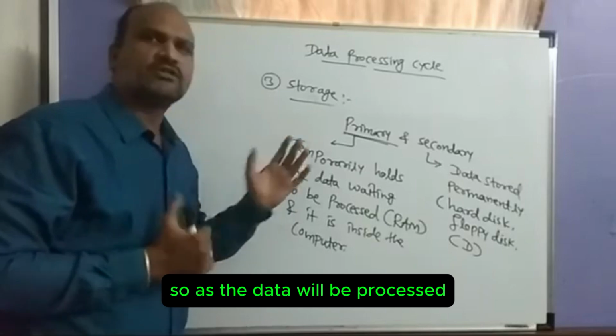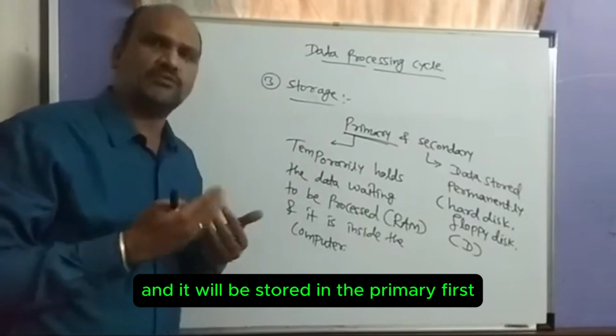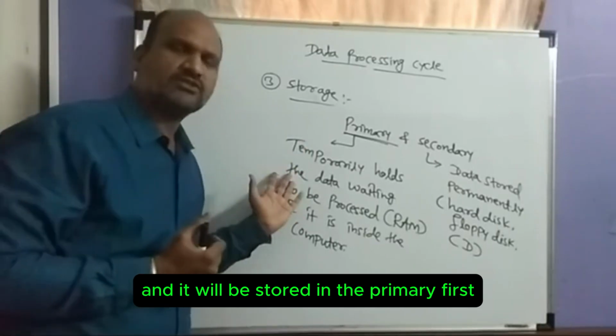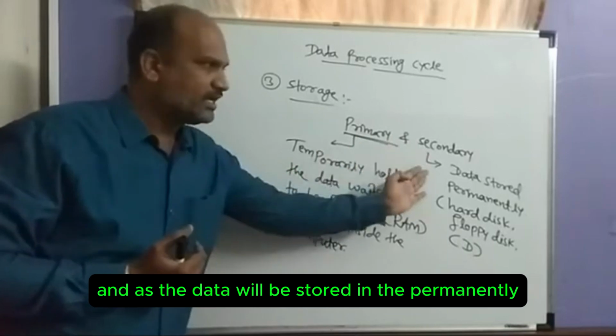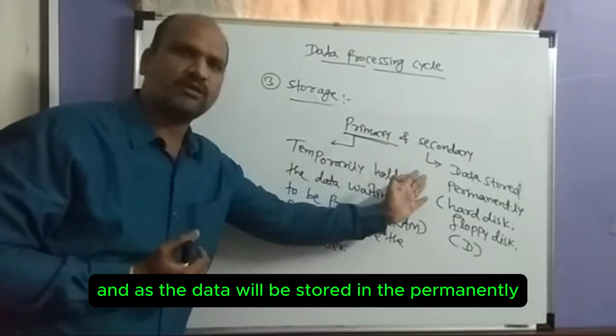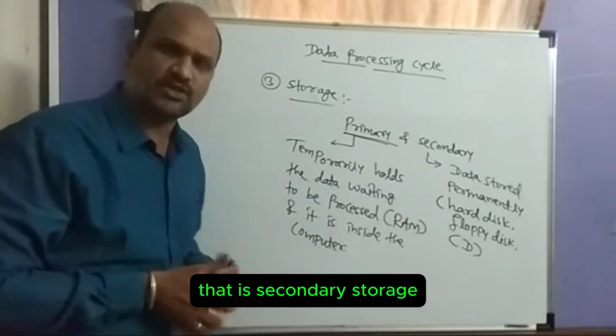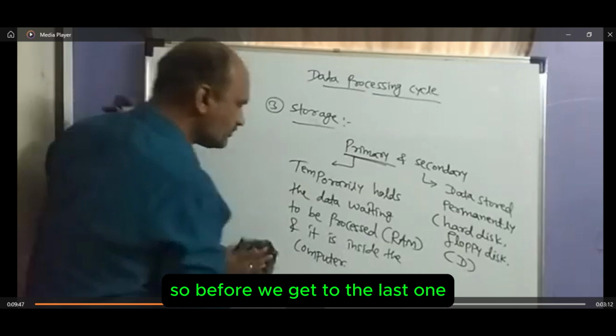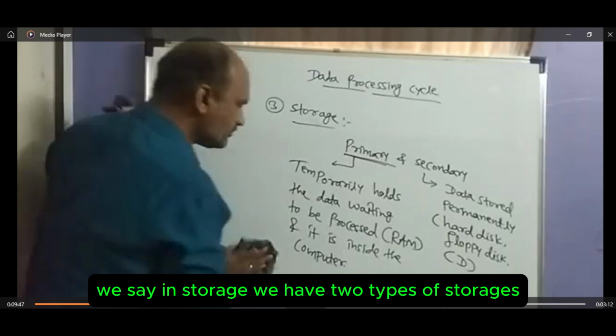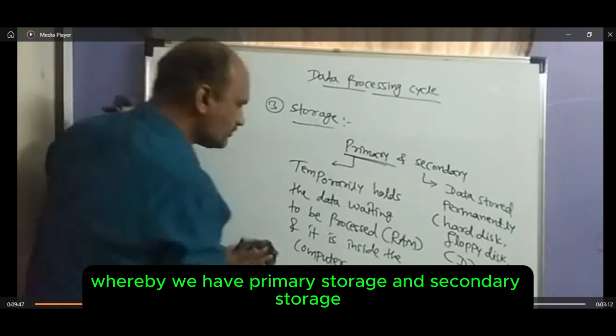So as the data is processed, it is stored in the primary storage first, which is temporary, and then it is stored permanently in the secondary storage. Before we get to the last one, which is the output, we say that in storage we have two types of storage: primary storage and secondary storage.